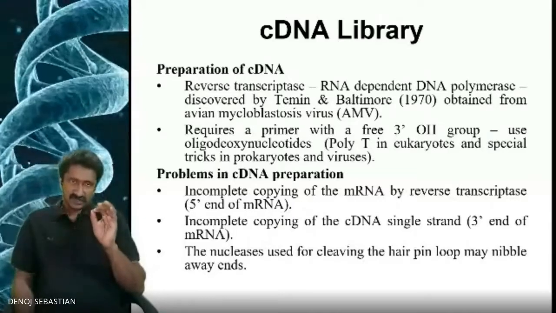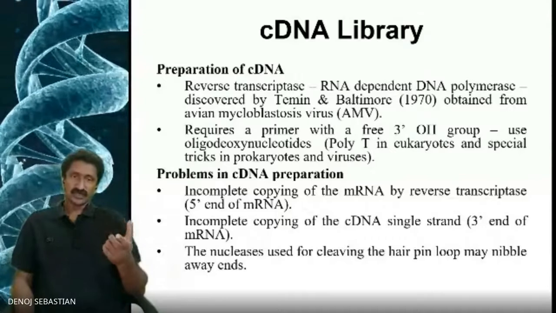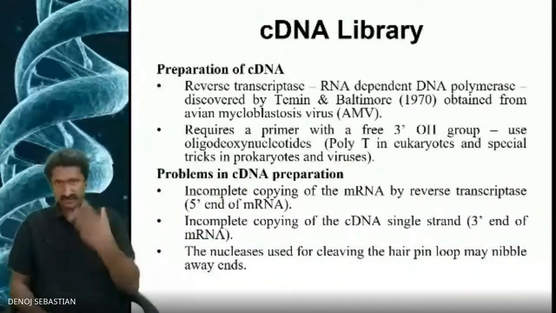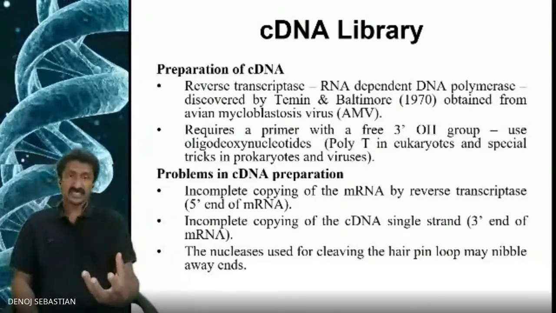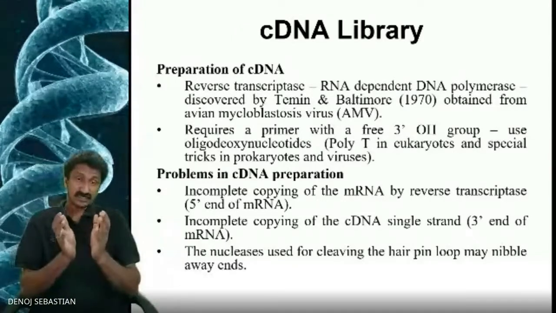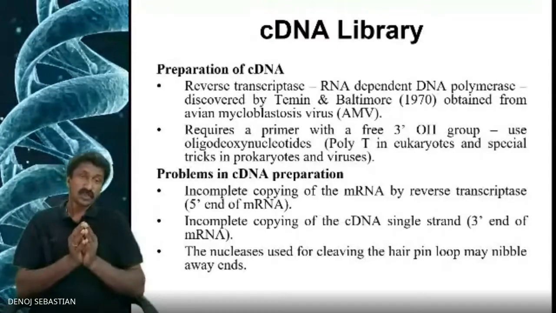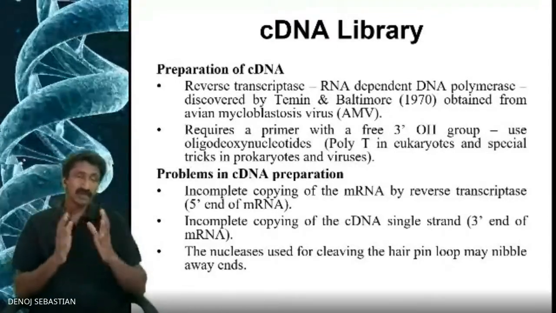And it uses the oligonucleotide, that is poly T, in eukaryotes as a special trick. It can use the poly T as a primer. The poly T is a primer that can be given to all eukaryotes because we have a poly A tail at the end of all eukaryotic mRNAs.